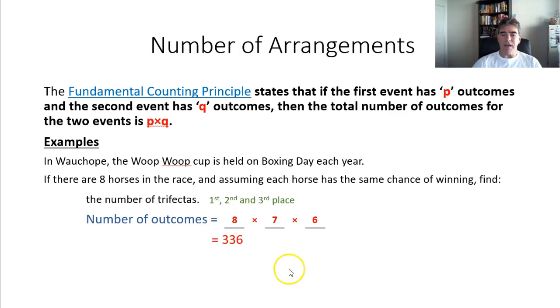So we've just narrowed it down into positions there and used our fundamental counting principle to work out that there are 336 possibilities. Again, we're not after the sample space and listing all 336 of them, just how many.